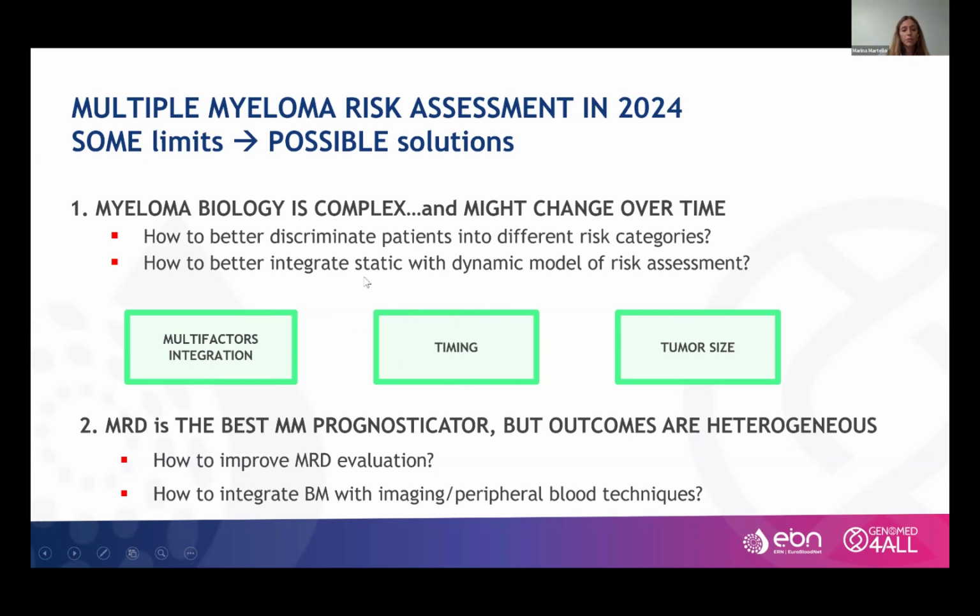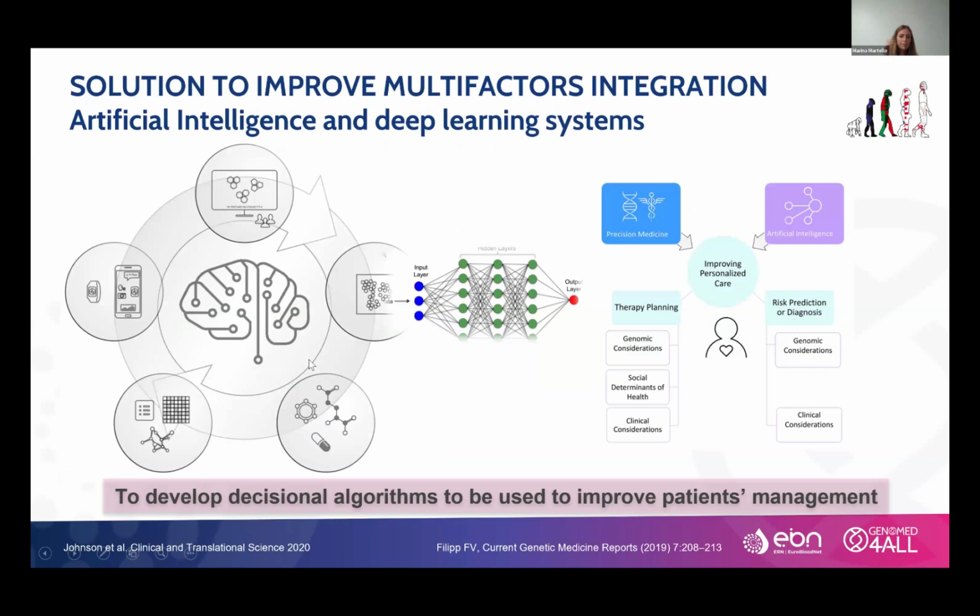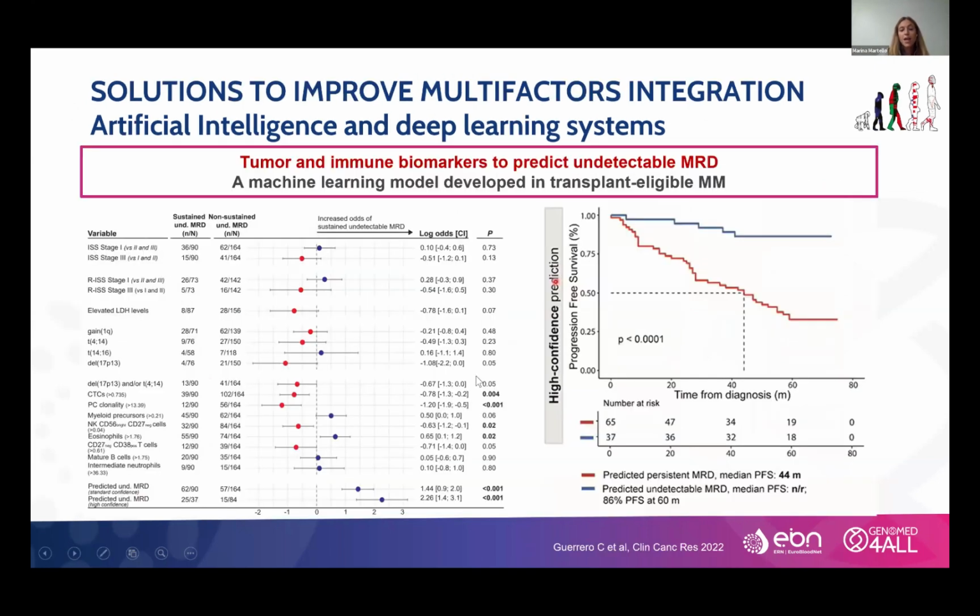For the scope of today's presentation, I will talk about multifactor integration, and in particular, we can improve the consideration of multiple factors in order to define the risk of the patient by implementing artificial intelligence and also deep learning systems in order to develop decisional algorithms to be used to improve patient management.